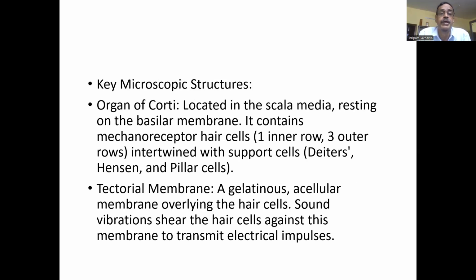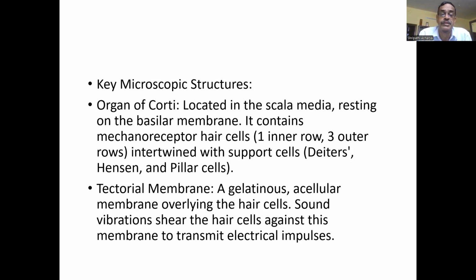Key microscopic structures. Organ of Corti, located in the scala media, resting on the basilar membrane. It contains mechanoreceptor hair cells, one inner row and three outer rows, intertwined with support cells: Deiters, Hensen, and pillar cells.